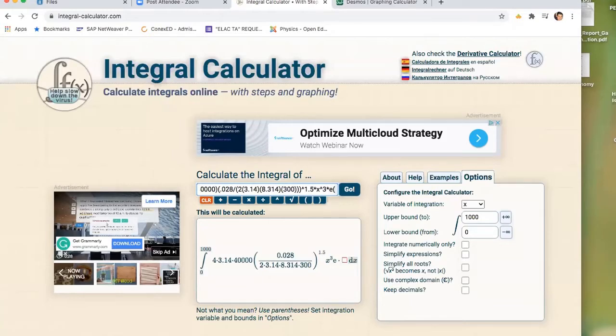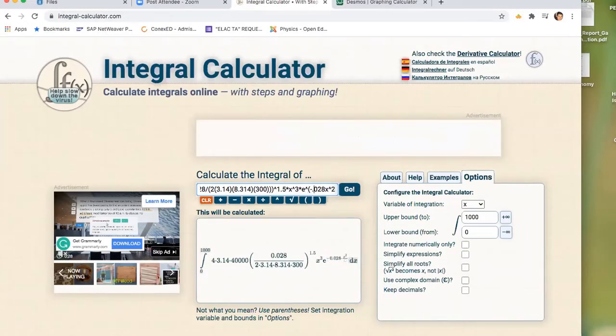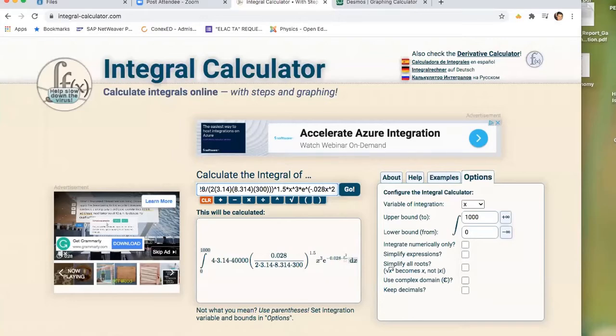power negative 0.028 x squared divided by, e to the power negative 0.028 times x squared over, what is it?